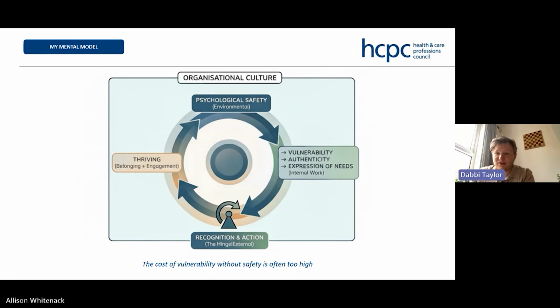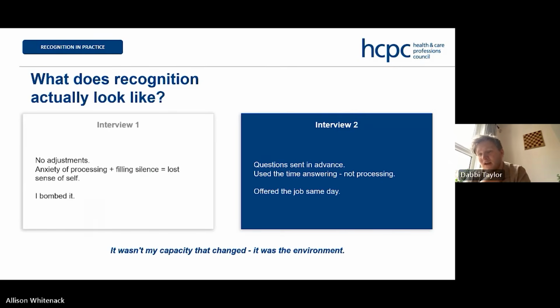And I just want to give a short example of recognition in practice. So when I graduated, I did two interviews, both for essentially the same job, and both were asked for the same reasonable adjustment, which was to receive the interview questions in advance. This was because of my ADHD and how I process information under time pressure. So the first organization refused outright, as is their right. The other one agreed, and all of the interviewees for that interview received the questions in advance.